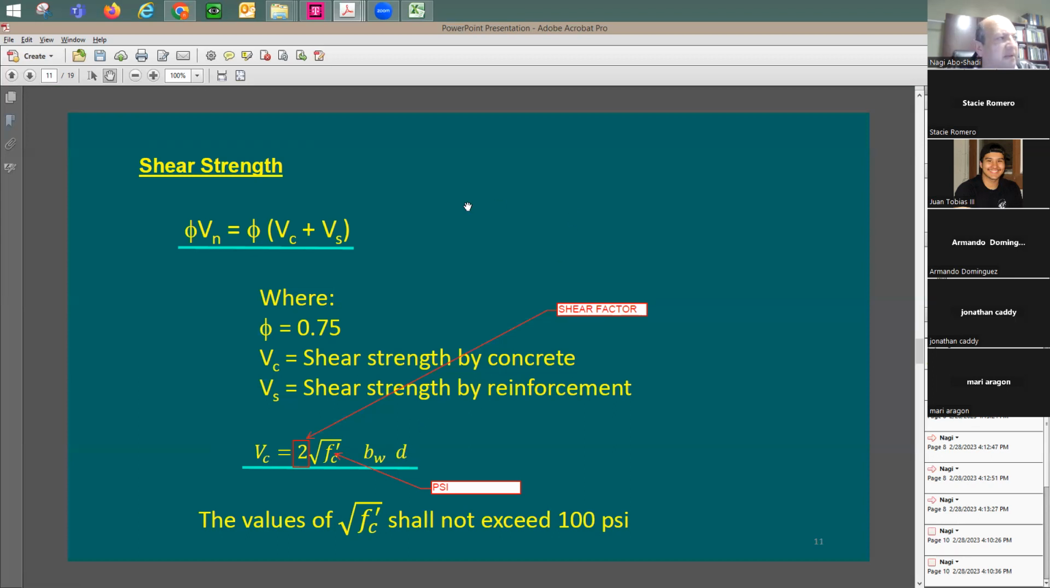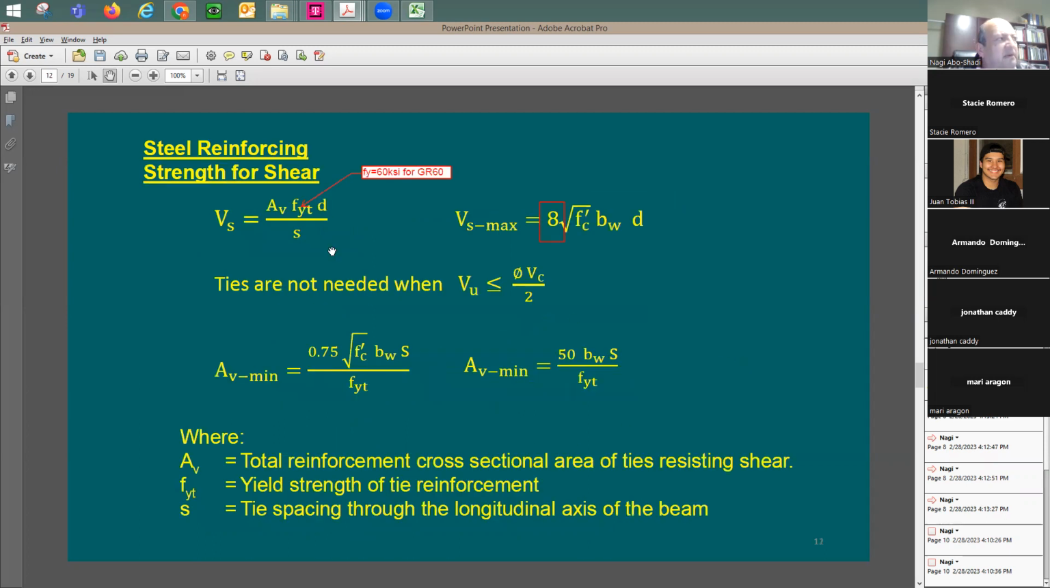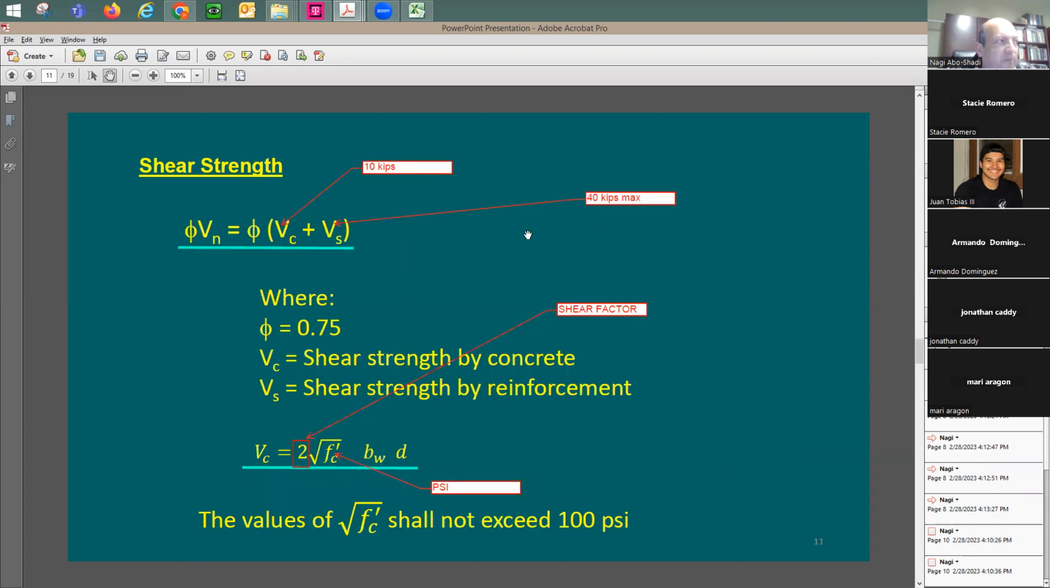So let's say, if I may put a quick example, concrete is giving you 10 kips. What is the maximum Vs that you can use in this equation? I'm going to say the maximum is going to be 40 kips. Why? Because it's 4 times the concrete strength. Concrete strength is controlled by this constant, 2 square root of f'c b_w d. Look at the maximum steel strength. You can't go beyond this. You can add tons of steel, but it cannot help you go beyond 40 kips. So this 40 kips is going to be the maximum.